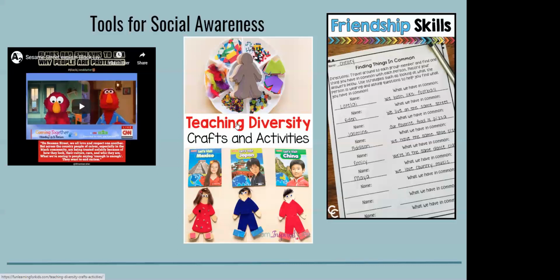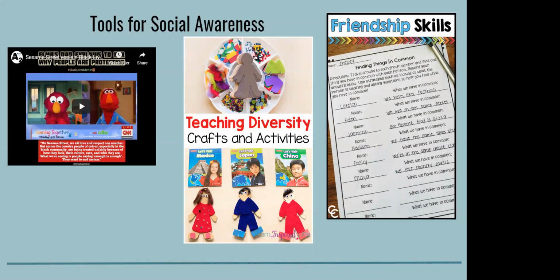Teaching diversity, crafts and activities. Make sure if you're doing this kind of thing, regardless of the grade, that you have crafts and activities that represent the population in your classroom. In other words, make the colors available, make the construction paper available. And yes, I know that's something teachers are going to have to purchase, but I think it's important, and it shows that student that you care about them and want them to feel included.